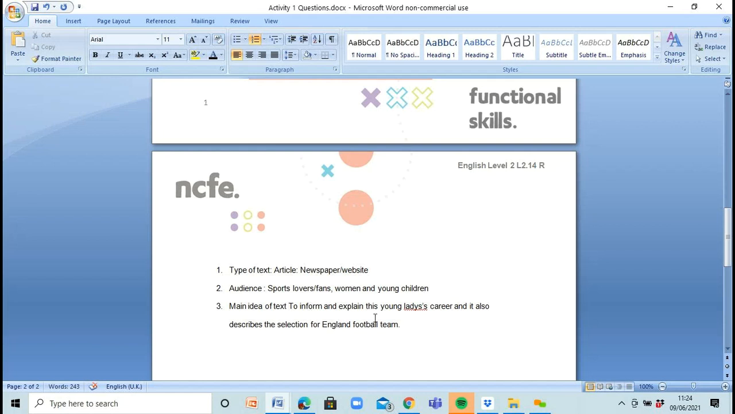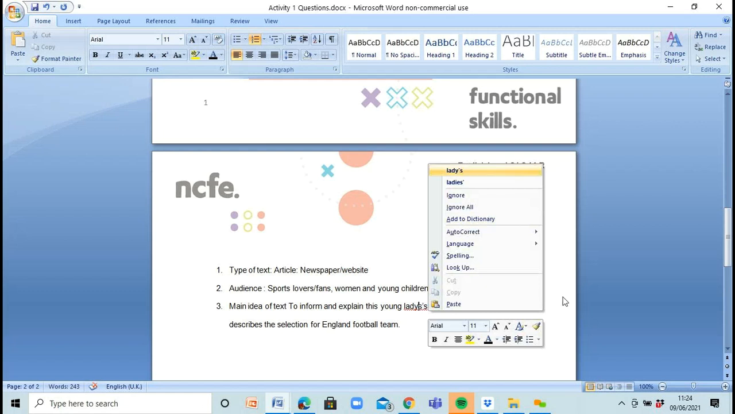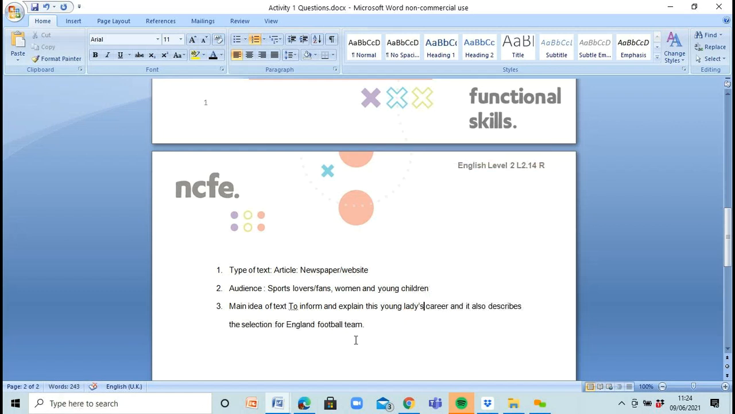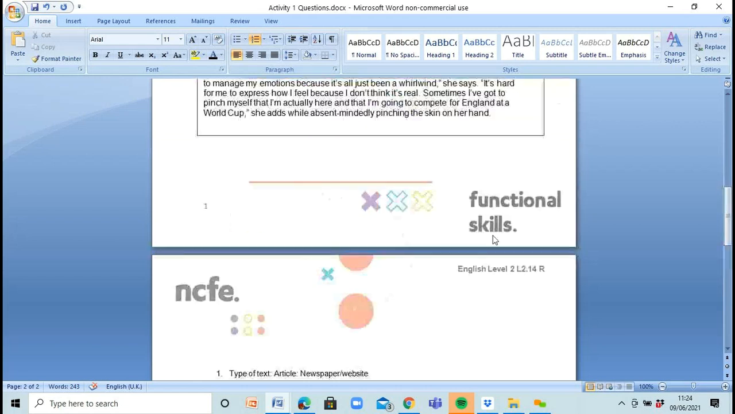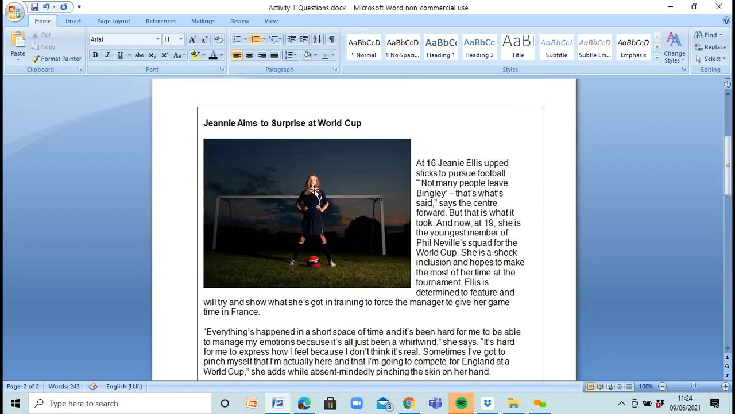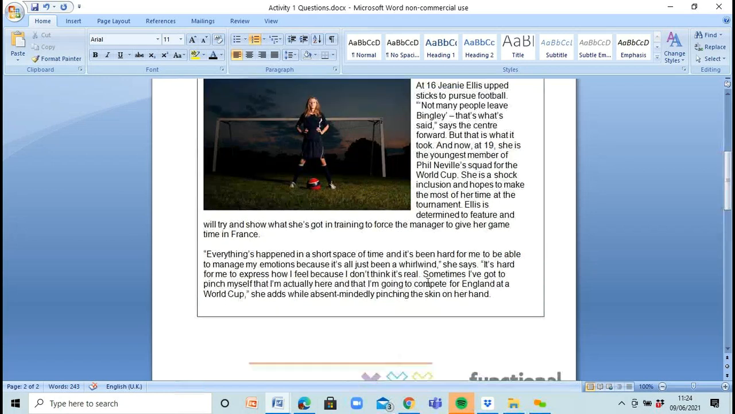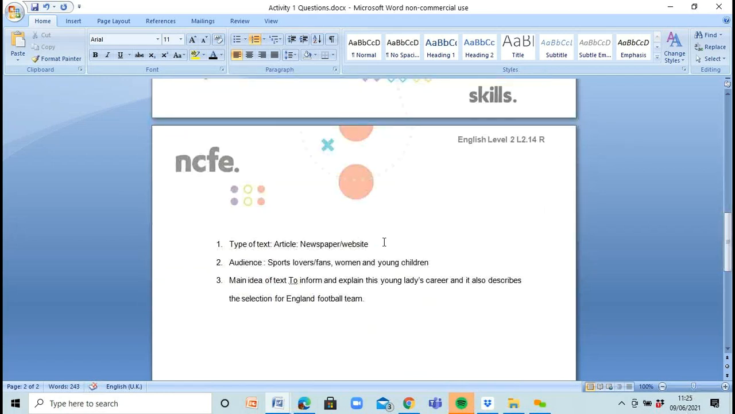There you go. So it's to inform and to explain this young lady's career. And it also describes the selection for the England football team as well. So it gives you a lot of different things. This one little article has a picture of her. If it didn't have a picture of her, you wouldn't really be that bothered. You want to put a face to a name as well. So it's a newspaper article or a website article, but we know it's an article.